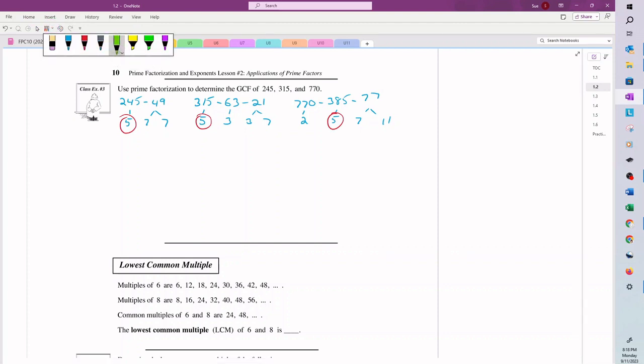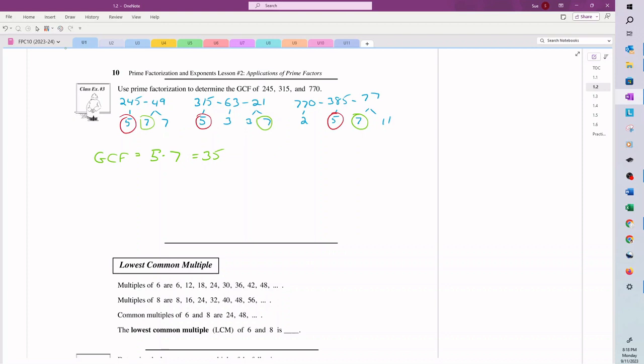And then there's a 7 in all of them. So there's a 7 there and a 7 there and a 7 there. So my greatest common factor is going to be 5 times 7, which is 35. Okay, cool. All right, now we're going to do the least common multiple.